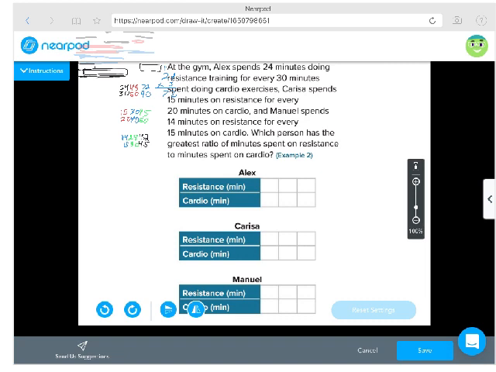Now I go back up to my original question and I'm looking for the greatest resistance to the number spent on cardio, so my bottom number should match. I'm looking for one where my bottom numbers match. I have 30, 60, 90. Oh, none of them. Here I have 60, here I have 60, but I don't have 60 here.